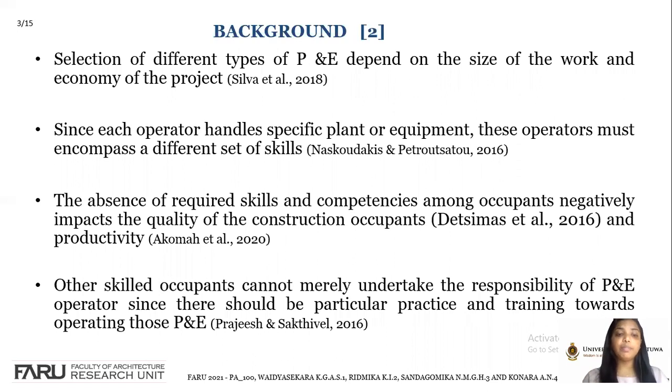Different types of plant and equipment are utilized in construction projects based on the size of the work and the economy of the project. Since each operator handles a specific plant or equipment, these operators must encompass a different set of skills. The quality and productivity in the construction industry deteriorate if these skills are not properly encompassed by them. Other skilled occupants cannot merely undertake the responsibility of plant and equipment operators, since there should be particular practice and training towards operating these different plant and equipment.